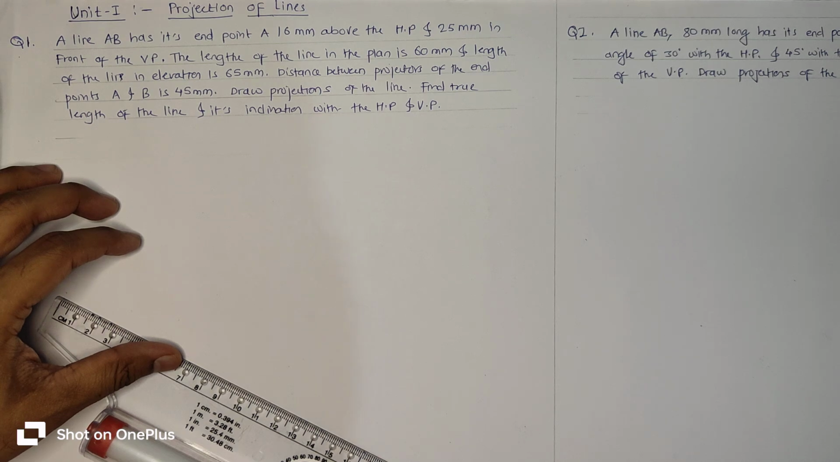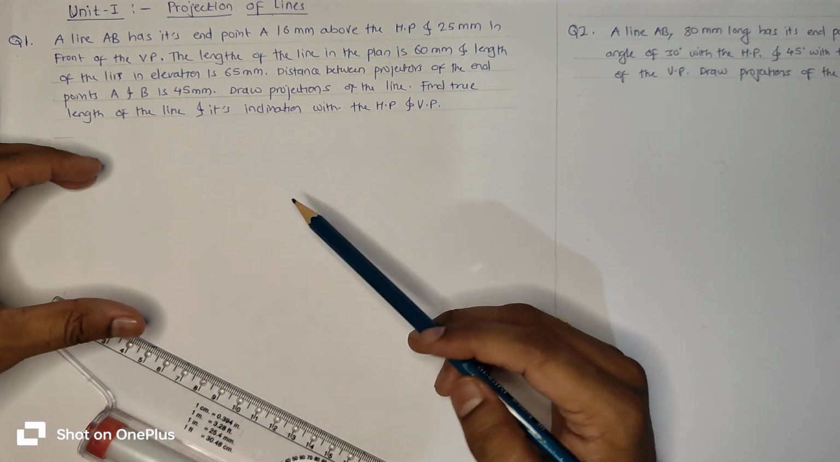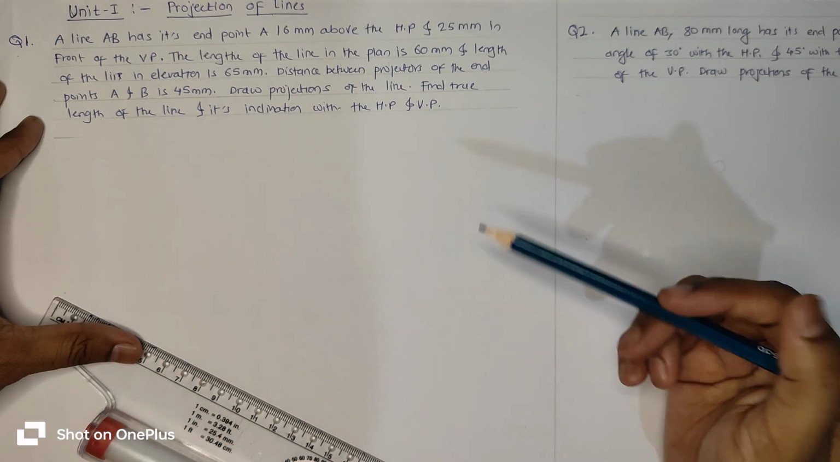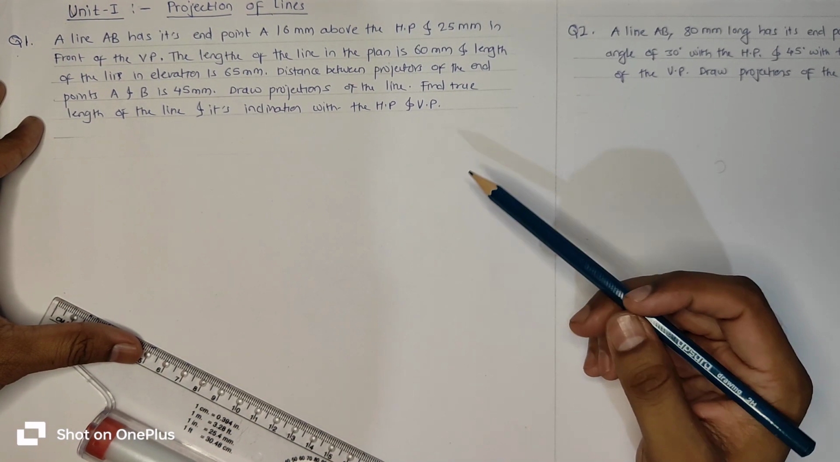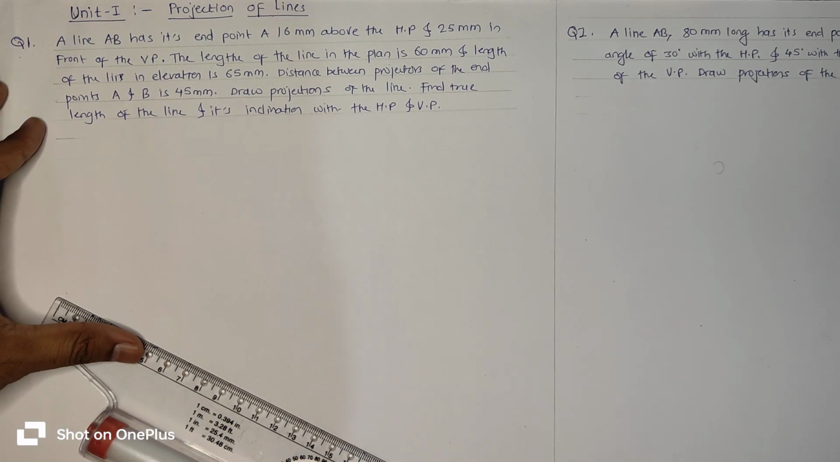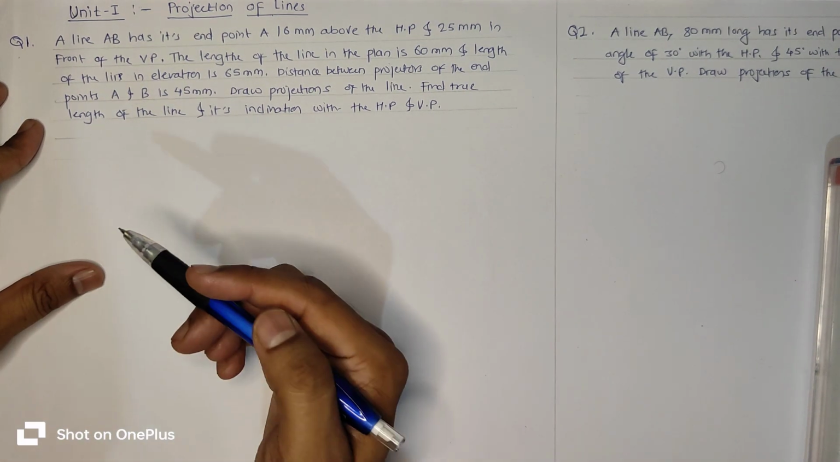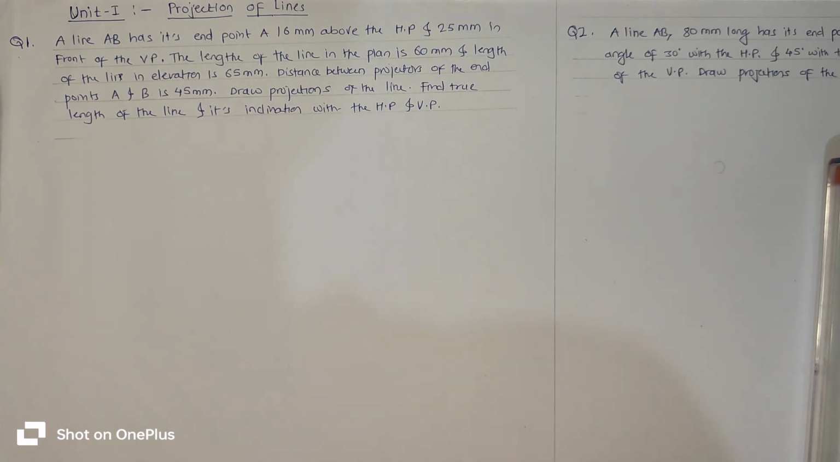In this we are going to see questions of oblique line, projection of oblique line. Here the given data is: line AB has its endpoint A 16 mm above HP, 25 mm in front of VP.